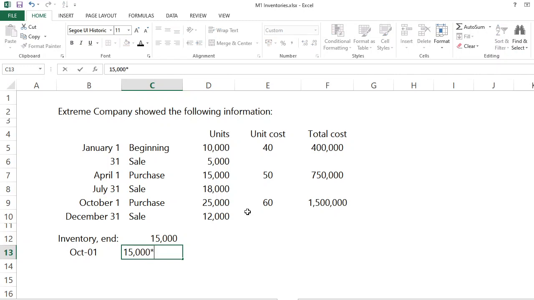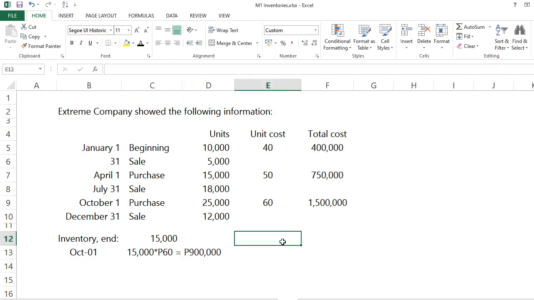15,000 times your unit cost, that's 60 pesos, and 15,000 times 60, that's 900. Ay, so many. Ay, okay. That's 900,000. Okay ba? Okay. So, this is inventory, and now let's proceed to the cost of goods sold.